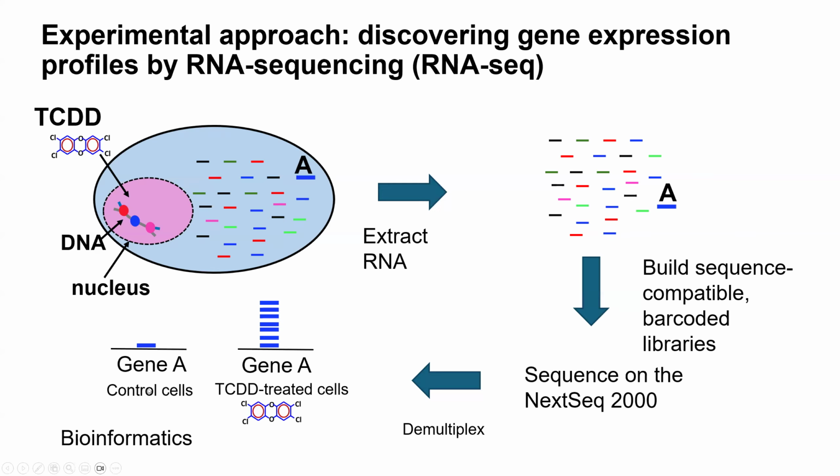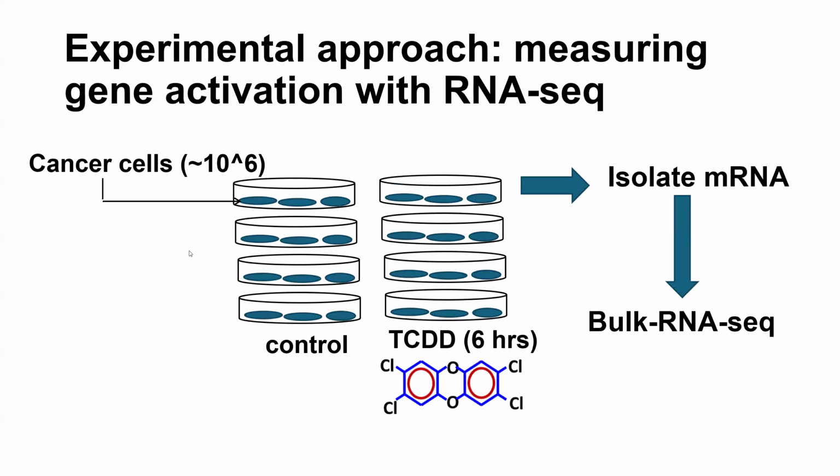And then you have somebody do some bioinformatics for you. And what you're asking for is the piling up of sequence, let me just go back, on a particular gene compared to a control gene. So gene A would be a gene that's induced by TCDD. All right, so a simple approach.